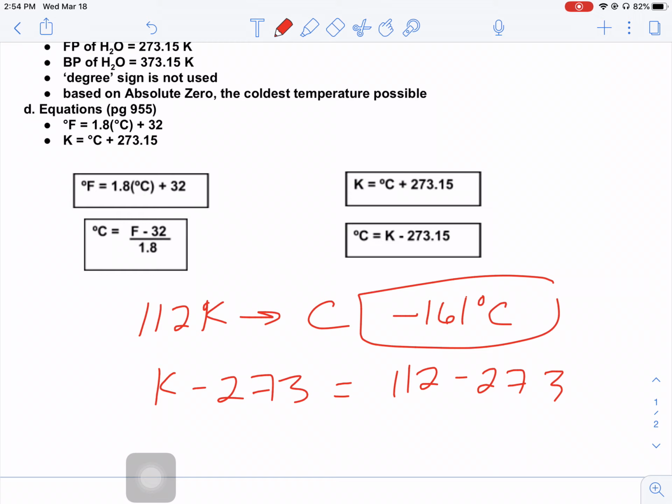So, fun fact, Kelvin cannot have negative numbers. Celsius can, and I believe negative 40 is the place on the Fahrenheit and the Celsius scale that are exactly the same.